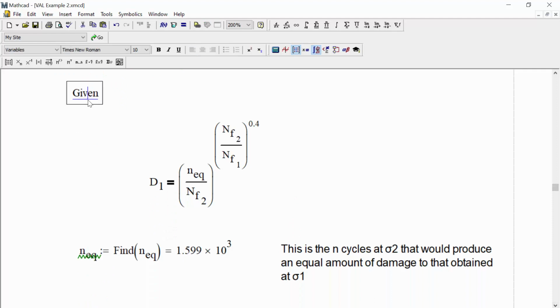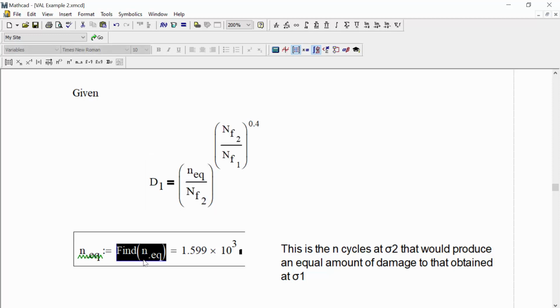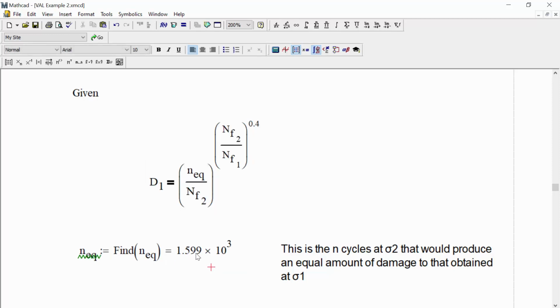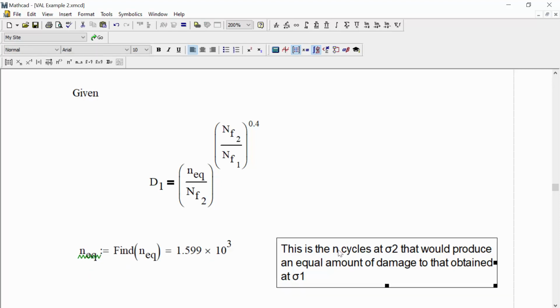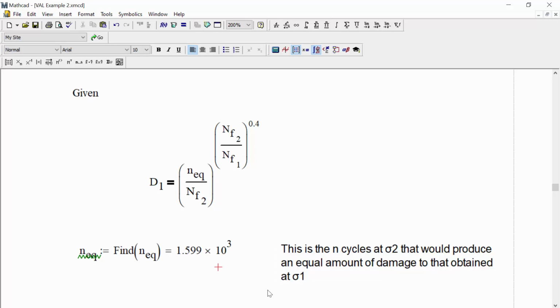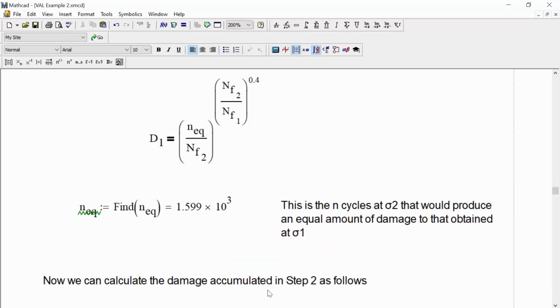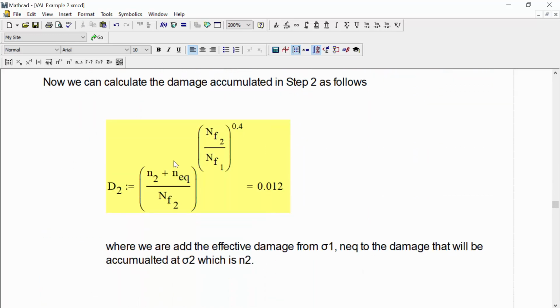So we've got the solve block, we're given that, we're saying that it must be equal to this, and then we're finding what it should be, and it's going to be 1.599 times 10 to the 3. So this NEQ is the number of cycles at the second stress amplitude that would produce an equal amount of damage to that we obtained at the first stress amplitude. So now we're at the right point to continue to add up the damage.